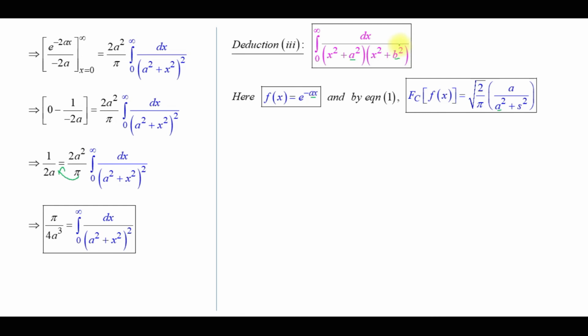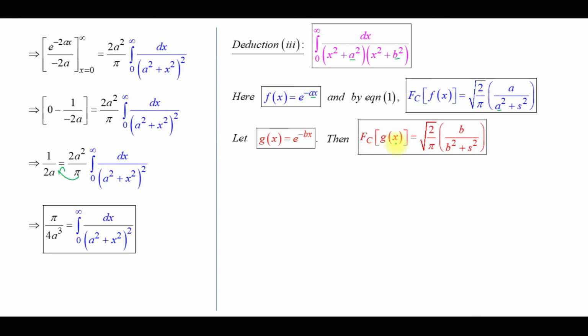So for b, we have to introduce g of x equal to the same, e power minus bx. Instead of a, we replace b. g of x equal to e power minus bx. Then Fourier cosine of g of x, just replace a by b, square root of 2 by pi into b divided by b square plus s square.